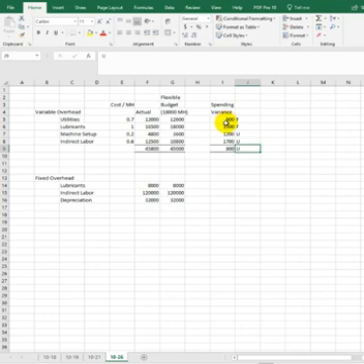Of course, all of these ones have zero variance. So, well, let's just copy that down here. Get rid of this top one. Of course, none of them are actually variances, so we can get rid of all of those. So there's no variance, no spending variance for fixed overhead because they were all the same as budget.